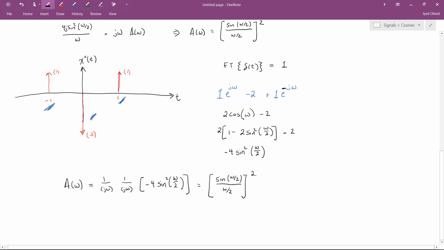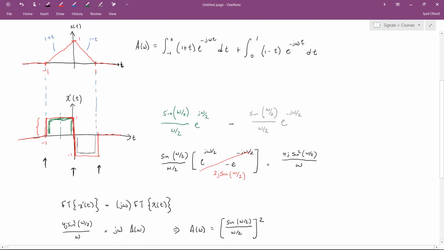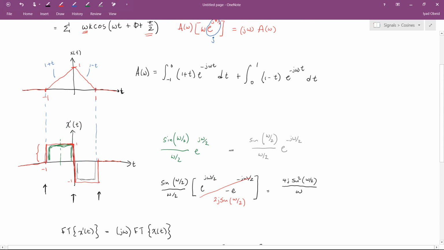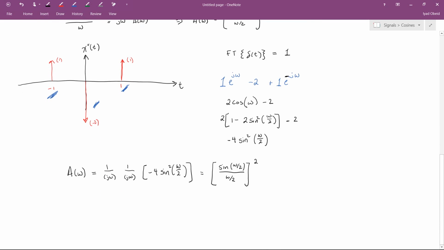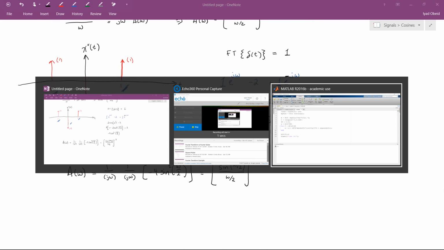It doesn't matter how you do it, as long as you apply the derivative property correctly, you get the right answer. Now, think how much easier it is to get the Fourier transform this way than it would have been to work this calculus problem. It would have been awful. Okay, but either way you get the right answer. Doesn't matter as long as you're careful. So let's pause for a minute and try this to see if it actually works.